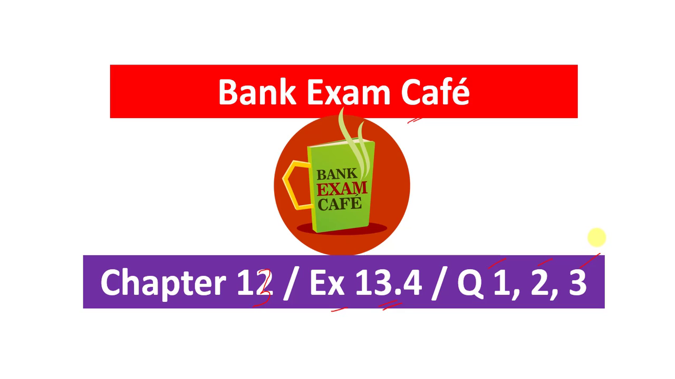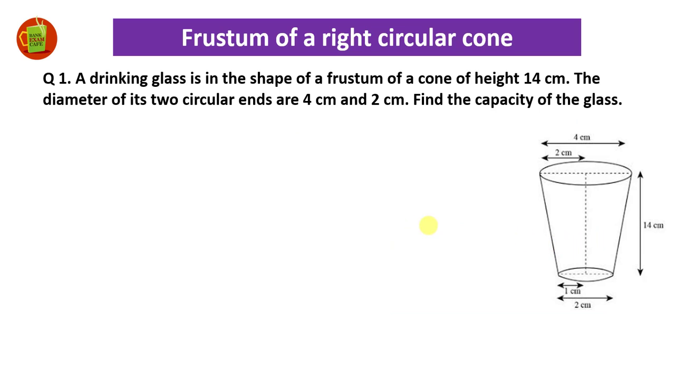Now let us start with question number 1. A drinking glass is of the shape of a frustum of a cone of height 14 centimeter. The diameters of its two circular ends are 4 centimeter and 2 centimeter. Find the capacity of the glass.